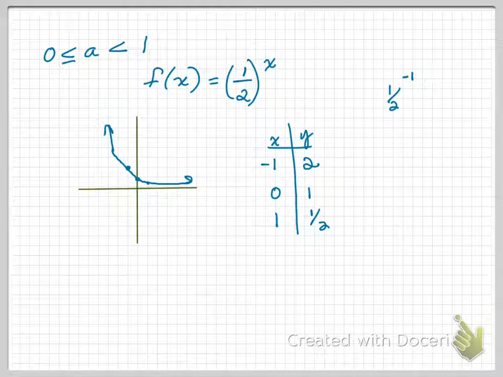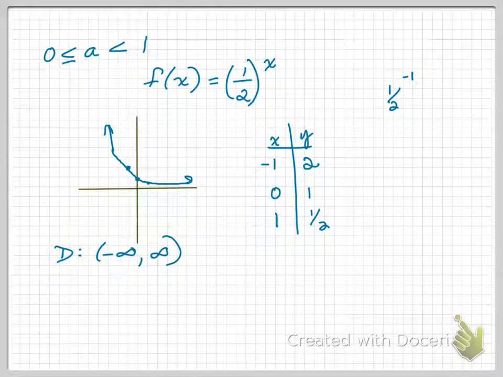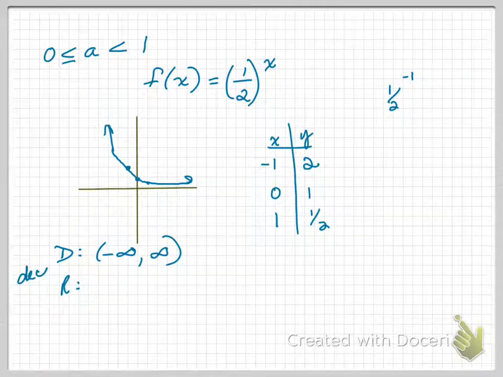Now you compare that to the other graph, okay, which was increasing. This one is decreasing over its entire domain. The domain is still negative infinity to infinity, but again, it is decreasing over that domain. The range is the same as before. It is still 0, comma infinity, because everything's above the x-axis, okay?